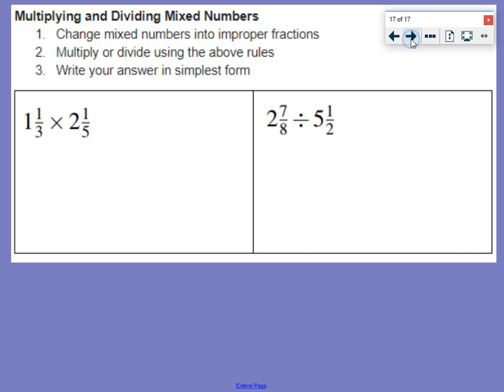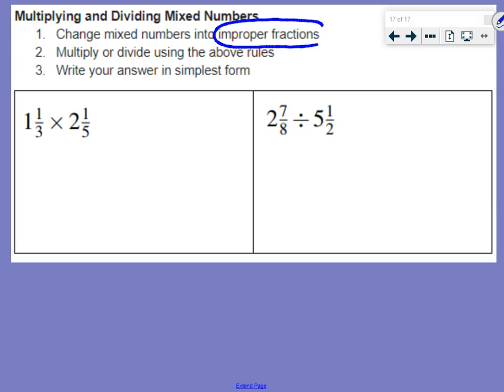All right. And then the last piece is multiplying and dividing mixed numbers. So I kind of talked about mixed numbers at the beginning, but we need to know how to work with mixed numbers. So the first thing we need to do is change mixed numbers into improper fractions.